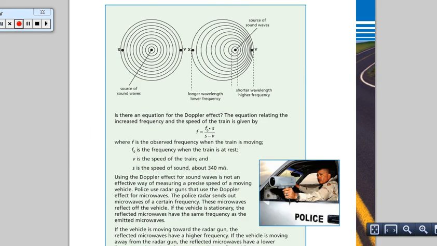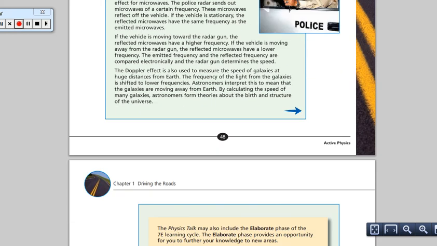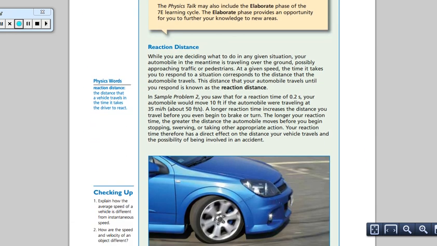All of this is not stuff I want you to read because it's just about the Doppler effect. That's something that you might learn later on in the year, just not right now.